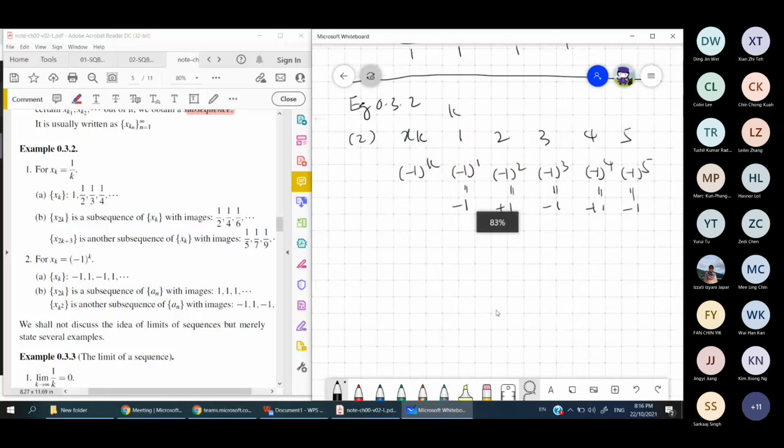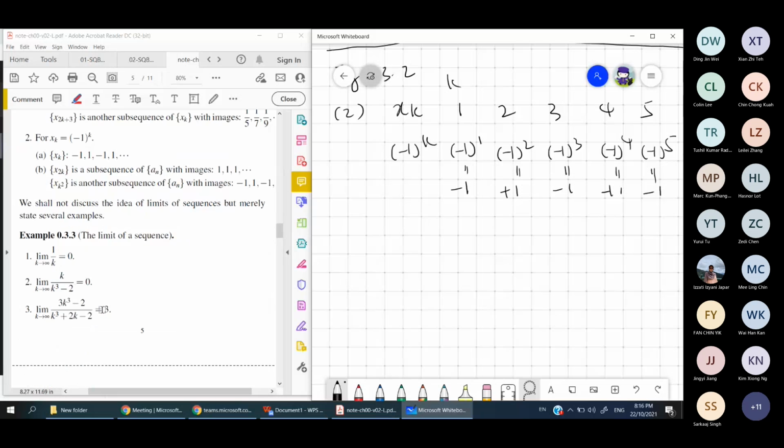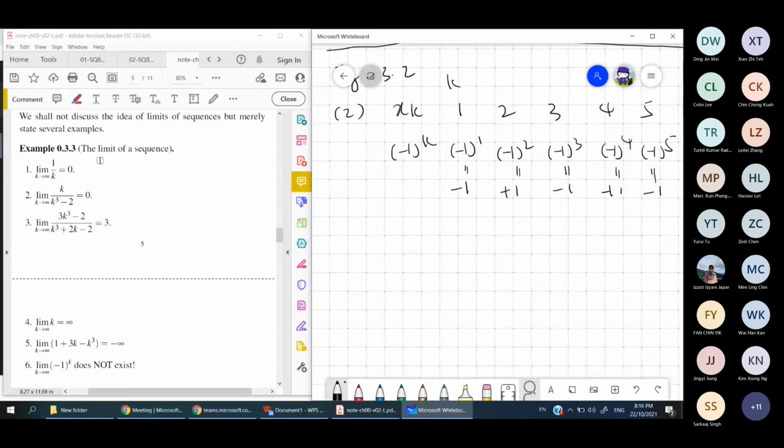So we can also consider subsequences for this, let's say the even terms and the odd terms, or some other thing. Again, you should have already learned limits of sequences in calculus, so I'm not going to go through it, but just recall the limits. For example, for 1 over k, the limit is 0. I believe you know how to do it. And for this one, the limit is also 0. For this one, the limit is 3.